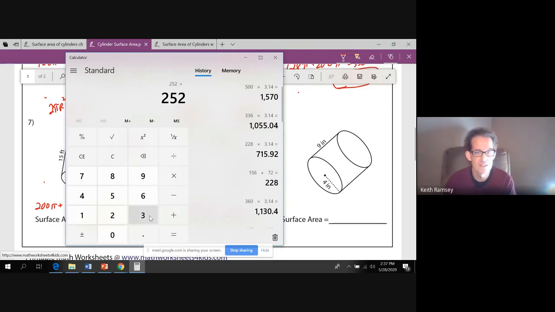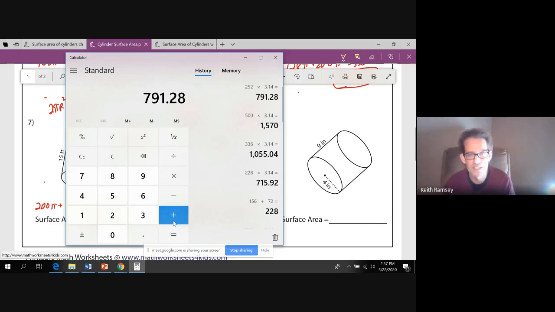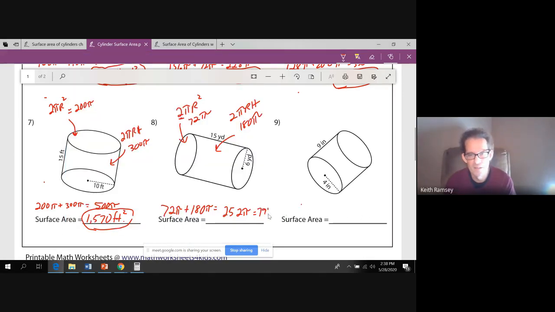252 times 3.14 is a surface area of 791.28. Let's round that to the nearest tenth, 791.3. And this is square yards for number 8. Let's check out number 9 together.